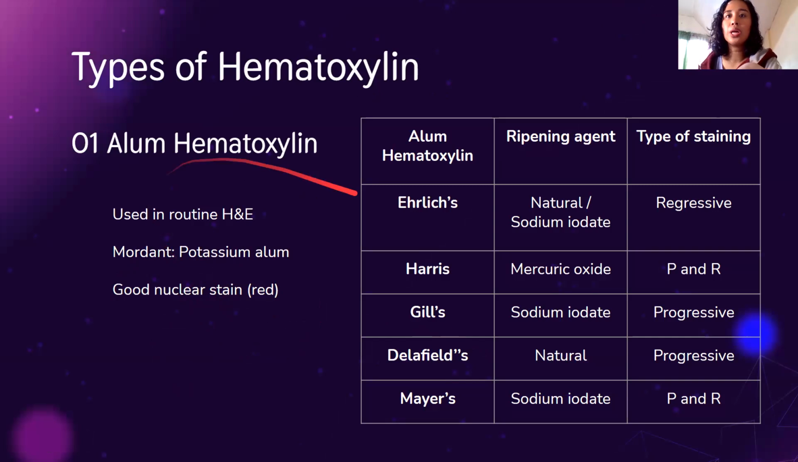Okay. So, here, yung Ehrlich's alum hematoxylin, so they have different ripening reagent. So take note lang. We have Ehrlich's, Harris, Hills, Delafields, and Mayers. Meron pang Kolf eh. So, itong Ehrlich's, guys, it's a regressive. Usually, ito yung ginagamit sa laboratory eh. Alam ko, Ehrlich's. And Harris. So, Hills, Delafields, progressive. Mayers, both progressive and regressive stain.